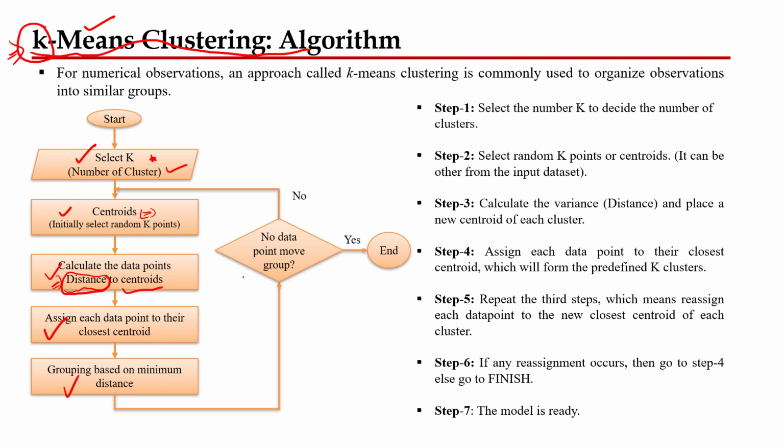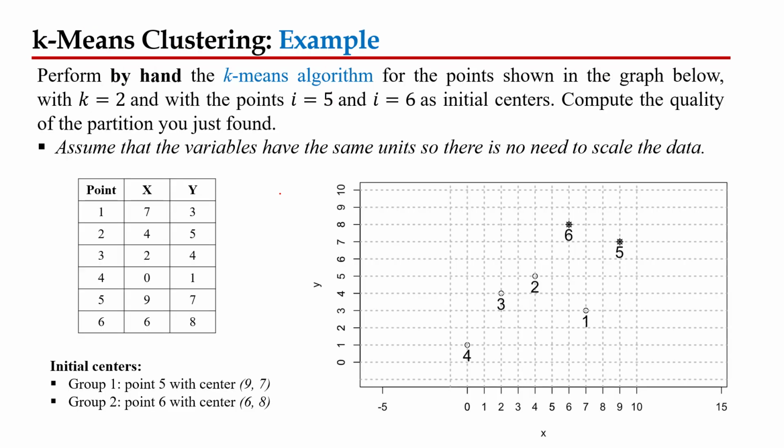When are we going to stop this algorithm? When, during an iteration, no data point is moving out of or leaving its particular cluster, then we will stop the algorithm. Let's see with the help of an example, and then we will get a clear understanding.